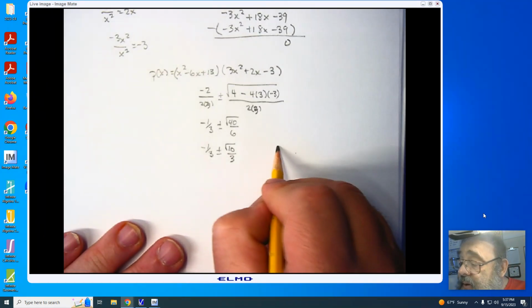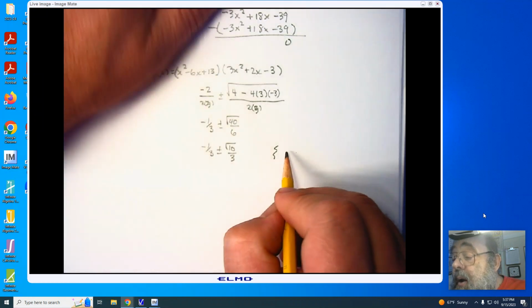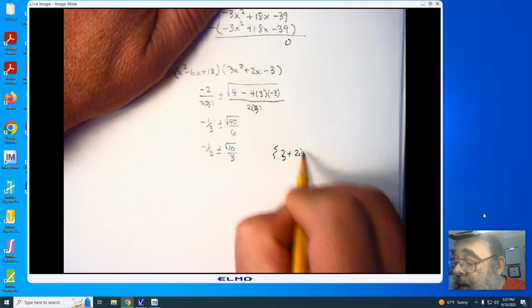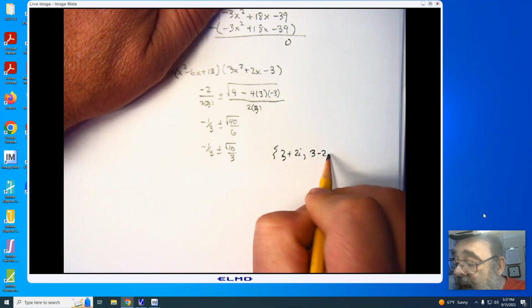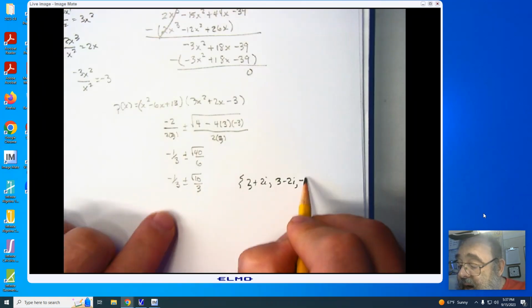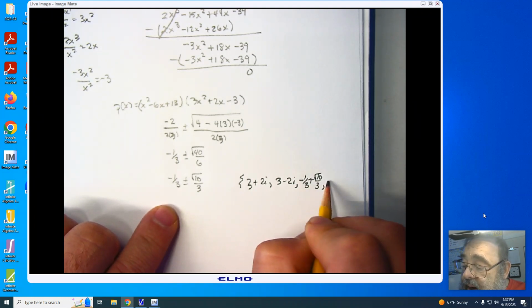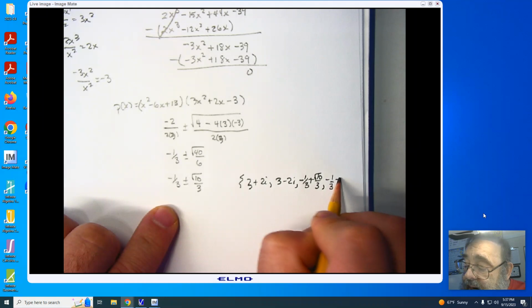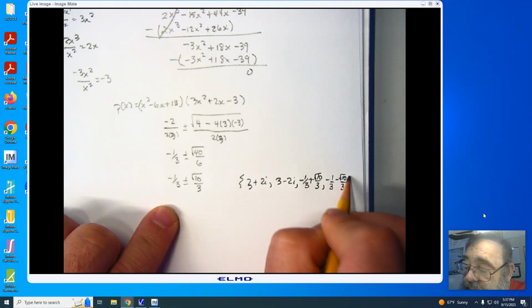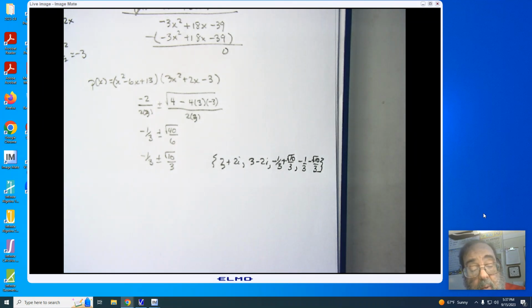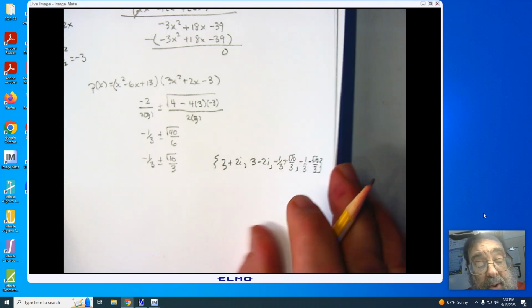So I now know that the roots that I have were the original 2, 3 plus 2i, 3 minus 2i, and we now have negative 1/3 plus root 10/3, and we have negative 1/3 minus root 10/3. And these are now my zeros of the polynomial. That's what we're doing in part 2.